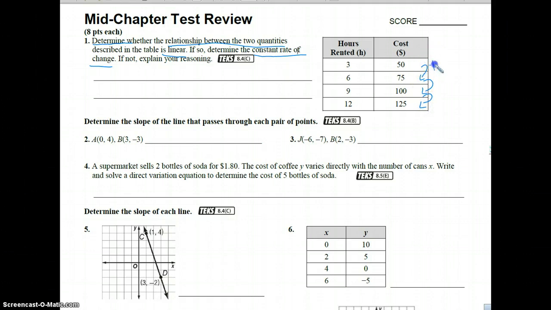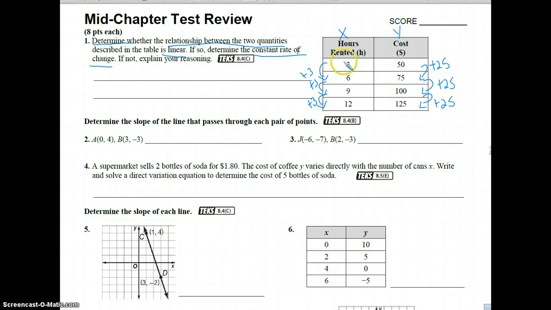Plus 25, plus 25, plus 25. So would you say that's constant? Yes. Okay, so then on this side, do we also have a constant rate at the same time? Yes, we do. It's plus 3, plus 3. So while we have a constant change on this side, we also have a constant change on this side. This is our y, and these are our x values, right?